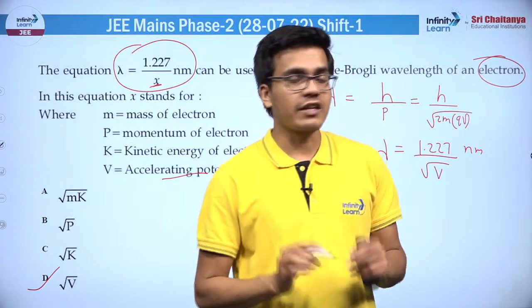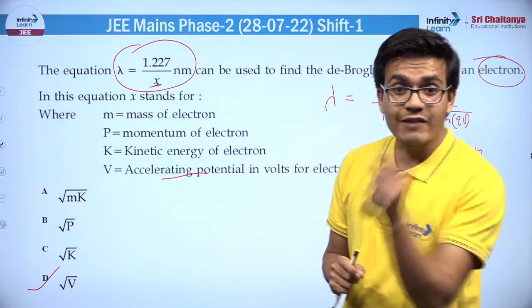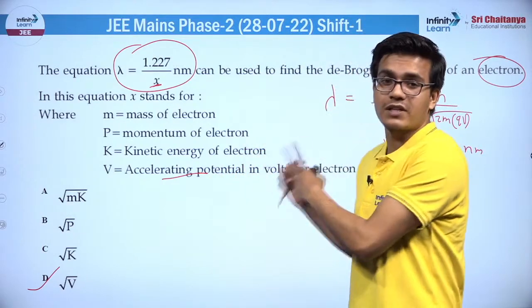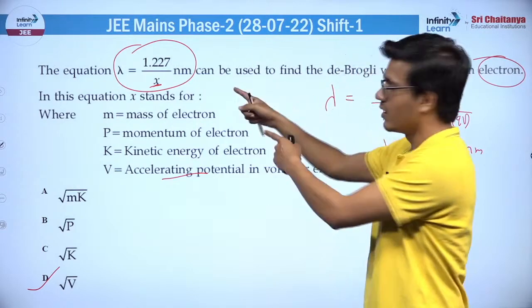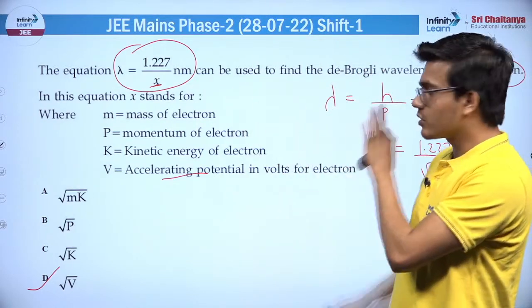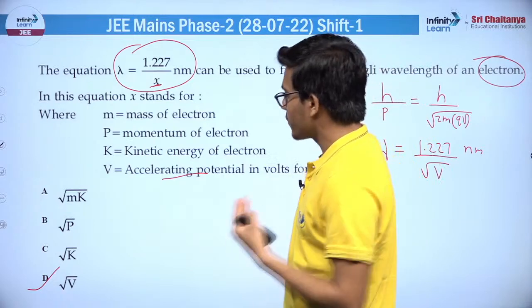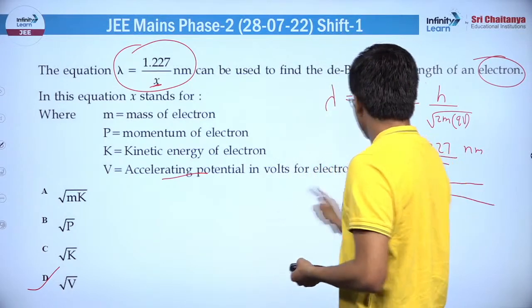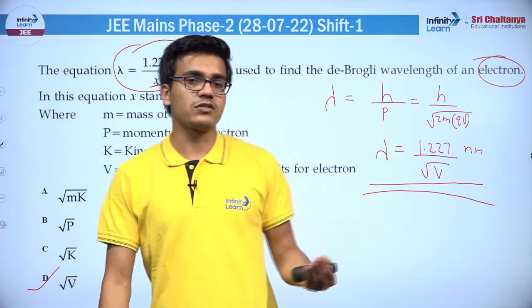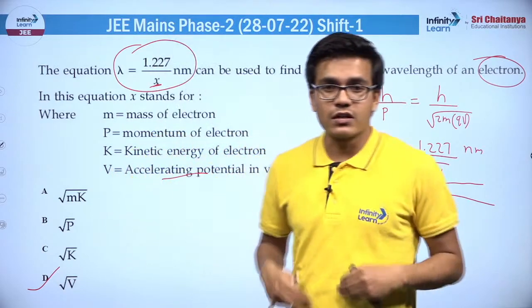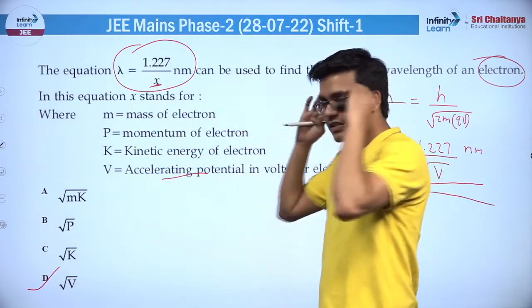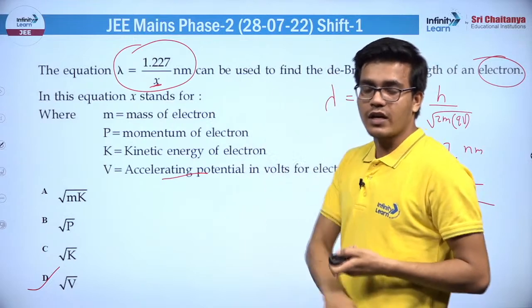So I would say whenever you make short notes, or if you are having your notes, please see this topic, de Broglie wavelength. You will find this formula. This is a direct formula which is also given in NCERT. So in case of electron, you can remember this. That is the benefit of making short notes: whenever you are attempting the exam, you can directly use them.